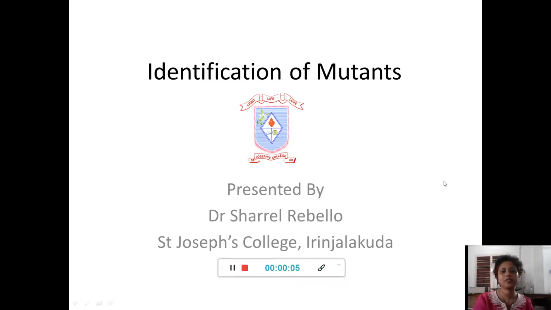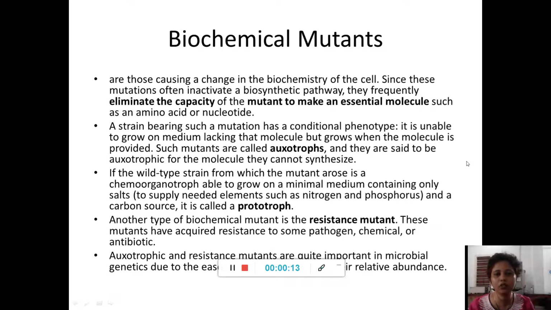Hi students. So today we are continuing again with the identification of mutants. We had mentioned different mutants, and one among them is a biochemical mutant. Hope you remember this.